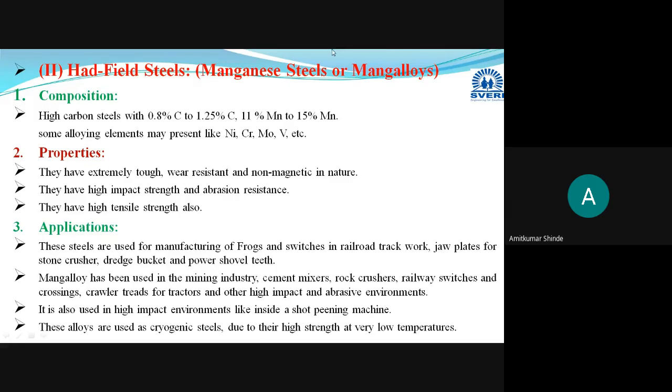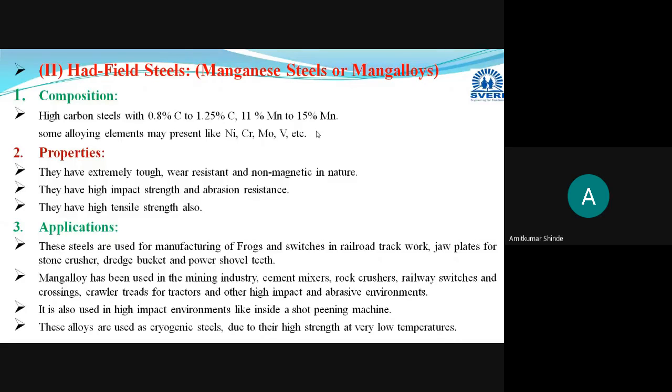Then, due to the presence of manganese, it will form a solid solution with the iron. Due to that, strengthening of the material will take place, which will result in very high tensile strength. Along with the tensile strength, it will provide better toughness also. Okay, these are the properties of these Hadfield steels or manganese steels. Now what are its applications?